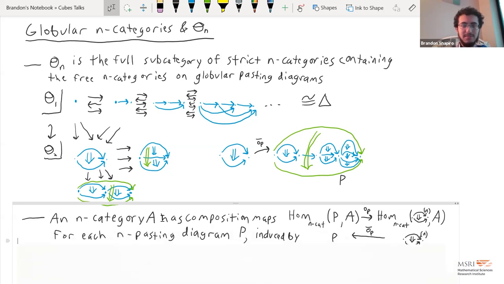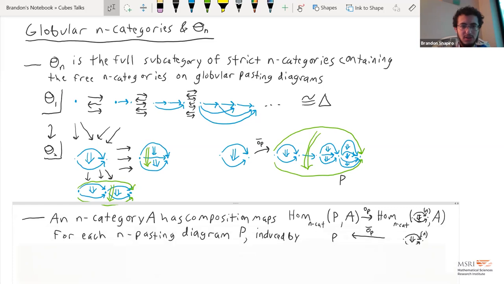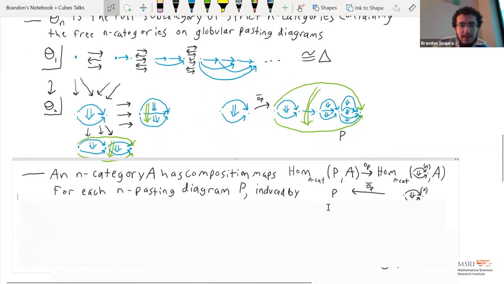Now, these composition operations look like this, where for every pasting diagram in A, we can compose them to get a two-cell in A, where here I wrote the two-cell with an n to mean the n-cell. That's a little bit clunky, but we won't need that notation. So for each n pasting diagram, the way we define this map is we're thinking of if we have a map from P into some n-category A, we can compose that up into a single morphism by precomposing that map with this co-composition operation.